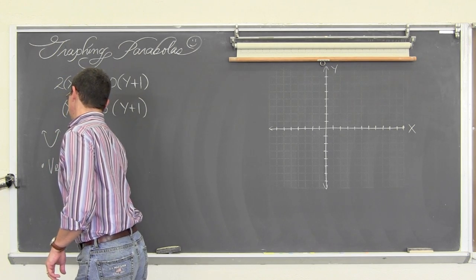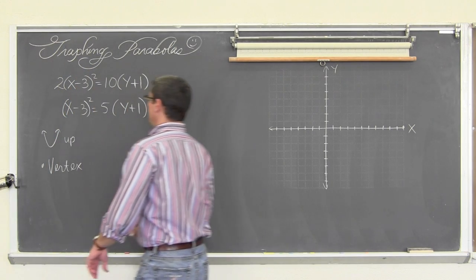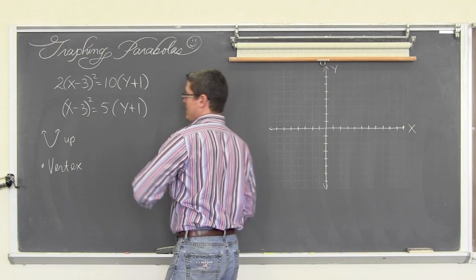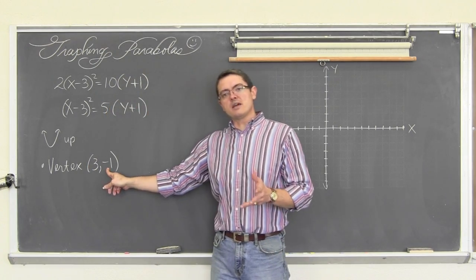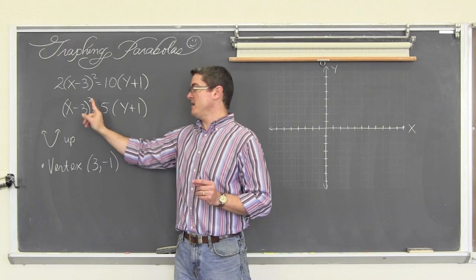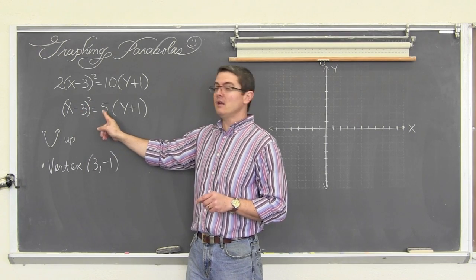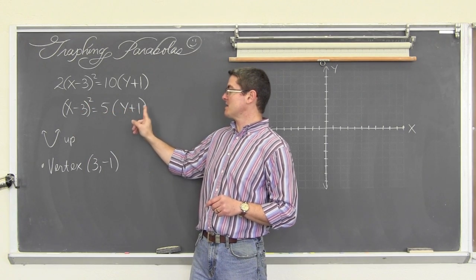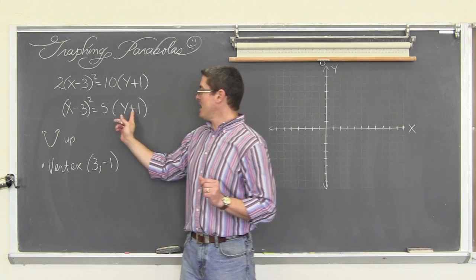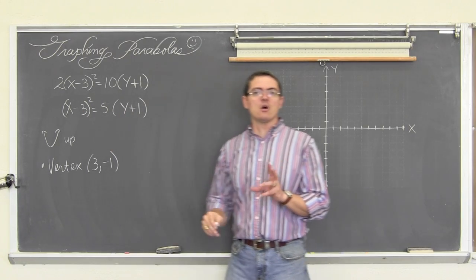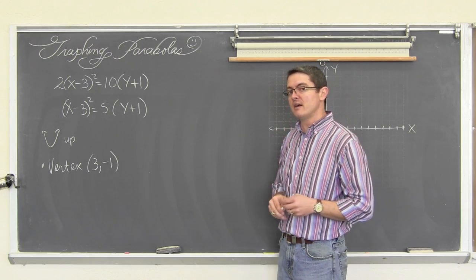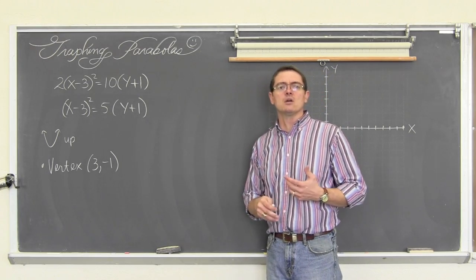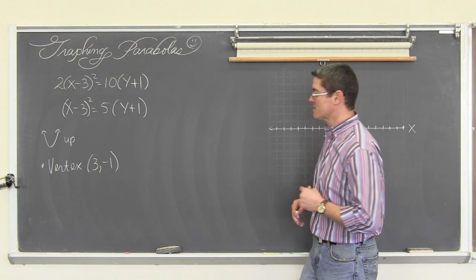Its vertex is equal to 3, -1. Let's not forget that the standard form is (x - h)² = 4p(y - k). So the negative signs in here are already in standard form, so make sure you change those signs as you pull out h and k to find the vertex. Same as when you found the center of circles, ellipses, and hyperbolas.